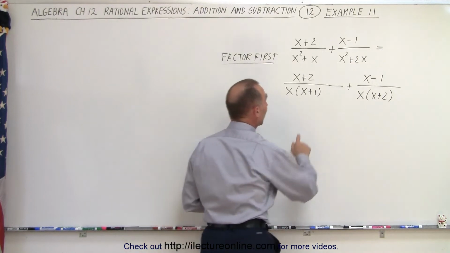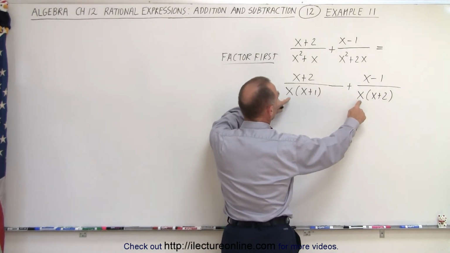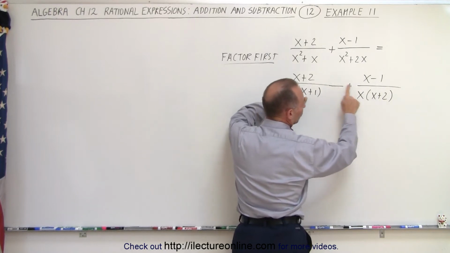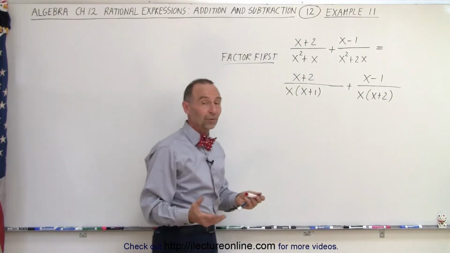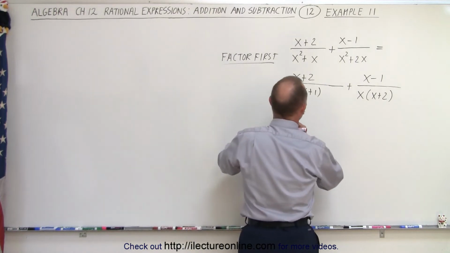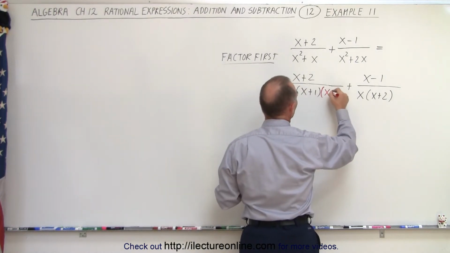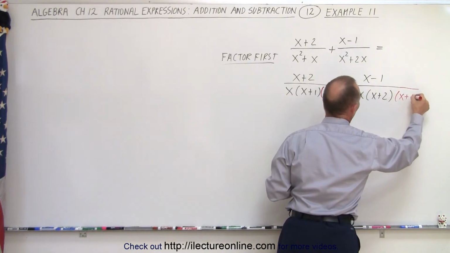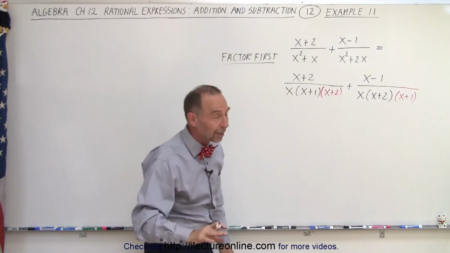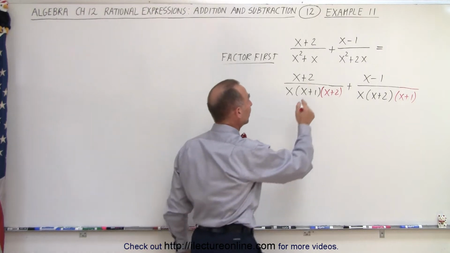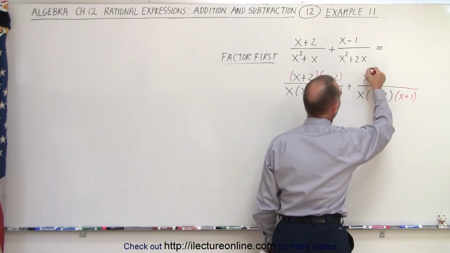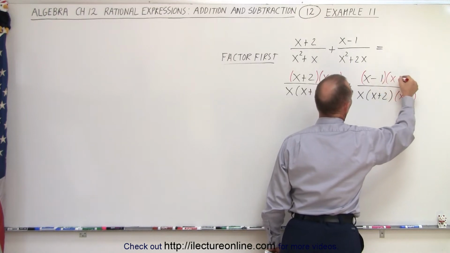But now you see that we have an x in both the denominators. We have an x plus 1 here and x plus 2. Here we're missing an x plus 2. There we're missing an x plus 1. And that's what you're going to do. You're going to multiply this denominator by x plus 2 and you're going to multiply this denominator by an x plus 1. Of course, if we do that to the denominators, we must do the exact same thing to the numerators. So x plus 2, and here x plus 1.